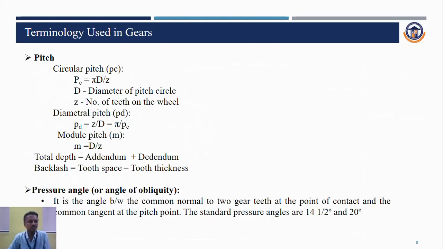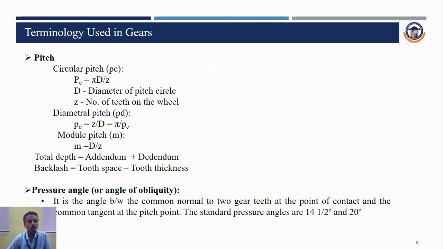First one will be pitch. In that there are three methods. One will be a circular pitch. For that the formula is PC equal to pi D by Z. PC means circular pitch, D means diameter of pitch circle, Z represents the number of teeth on the wheel. Next one will be a diametral pitch PD. PD equal to Z by D, or otherwise equal to pi by PC.